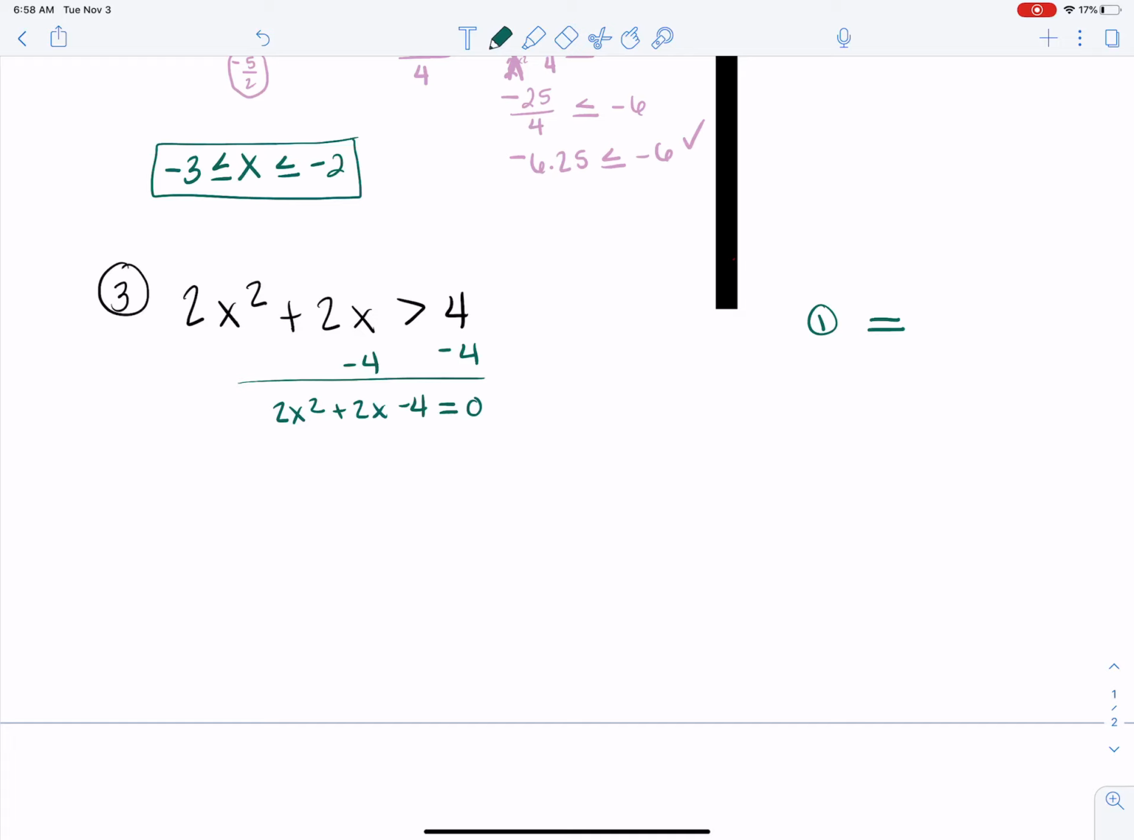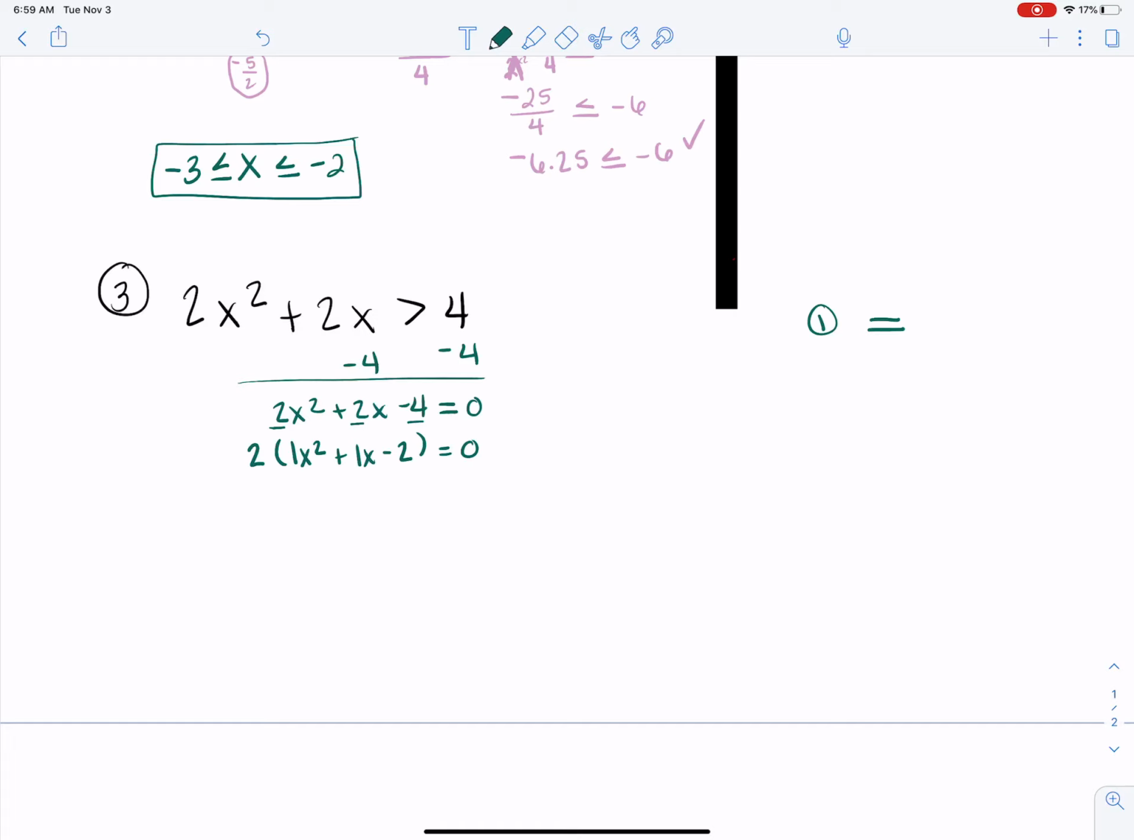If I'm looking at my coefficients 2, 2, and 4, 2 is a factor of all of those. So I need to take the 2 out and then put what's left over inside. So I know they can all be divided by 2. In order to figure out what's left, I need to divide it. So 2 divided by 2 is 1. 2 divided by 2 is 1. And negative 4 divided by 2 is negative 2.